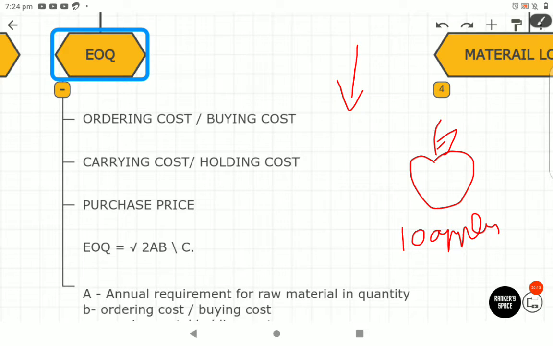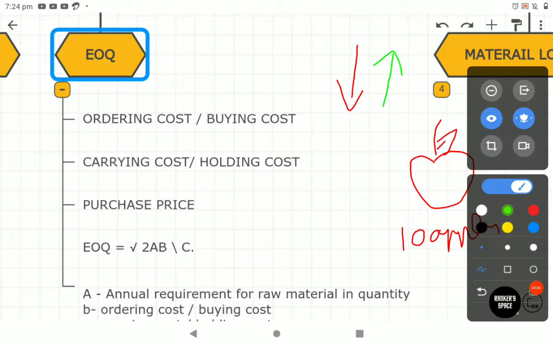So in this case, what happens? Your buying cost will be more, or it can be the same, but comparatively it will be more, right? You don't have any discount, so because of that your buying cost will be more, and your carrying cost will come down. Are you able to visualize it? Easy, right? So that is how the concept is designed.